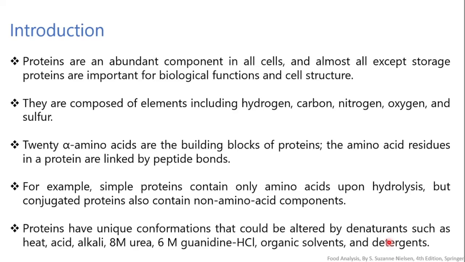Proteins can be classified by their composition, structure and biological function or solubility properties. For example, simple proteins contain only amino acids upon hydrolysis, but conjugated proteins also contain non-amino acid components. Proteins have a unique conformation that could be altered by denaturants such as heat, alkali, acid, urea, guanidine, organic solvents and detergents. Generally, denaturation is the process in which the protein loses its quaternary, tertiary or secondary structure present in the native state.